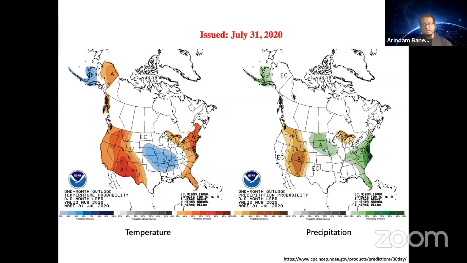So the NOAA Climate Prediction Center actually issues forecasts. The left-hand side is temperature, the right-hand side is precipitation. This was issued on July 31st, so this is for the month of August, a 30-day forecast. If you focus on temperature, the red regions are where the forecast is expected to be above normal. And the more red it is, the higher the probability of being above normal. The bluish ones are going to be below normal. And then the EC is equal chance.